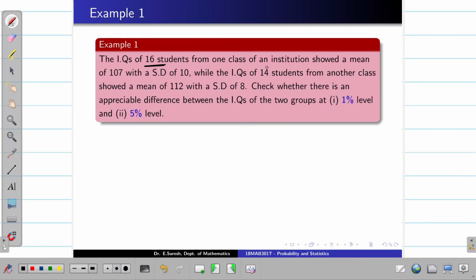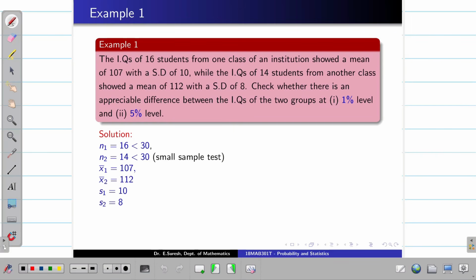The IQ of 16 students from one class has mean 107 and standard deviation 10, and the IQ of 14 students in another class has mean and standard deviation given. So this is going to be a difference in means, but the sample sizes are 16 and 14, which are less than 30. So it is going to be a difference in means for t-test since these are small samples. So let us write the information: n1, n2, and the average given in the problem, 107, and the mean for the second sample is 112.